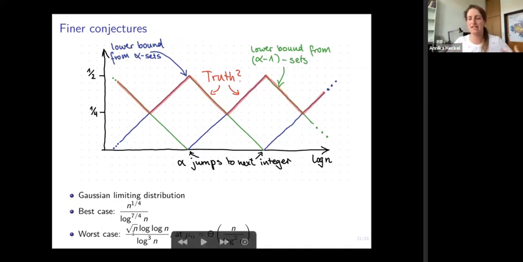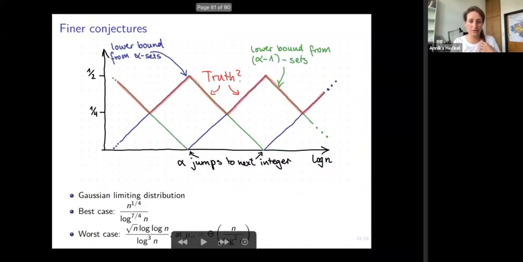If you work this out, and it takes a lot of work to work this out properly, you find that the maximum of this product is root n log n over log n cubed, and we think it's reached where you have n over log n squared alpha sets in expectation.